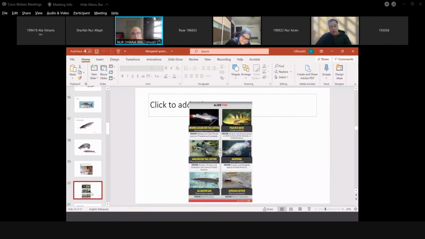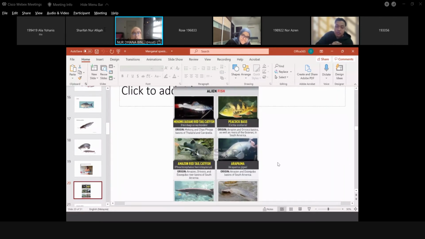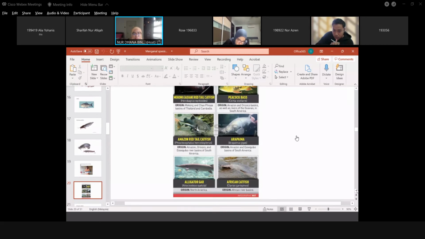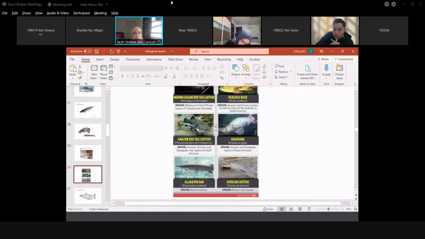So we also have, let me see if I can enlarge. We have the Mekong or Asian red-tailed catfish. Sometimes you can get peacock bass, Amazon red-tailed catfish, Arapaima, what they have in the zoo. It's not local, Arapaima is from the Amazon. This is what I said, alligator gar and African catfish. So Clarias gariepinus, people are culturing them. So we need to be careful about that, about maintaining our local species.